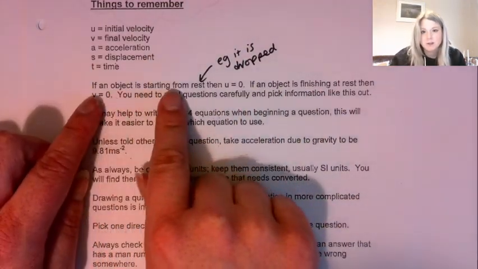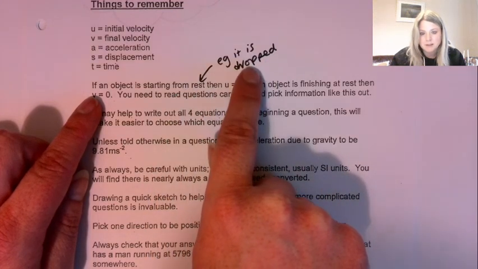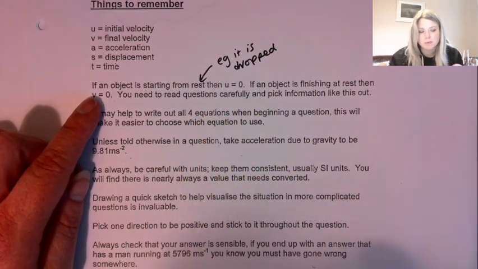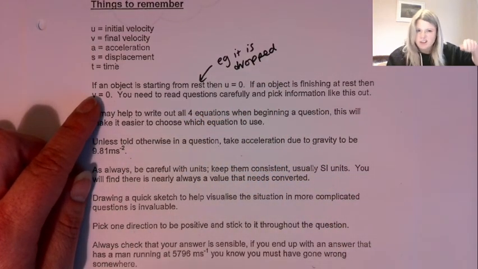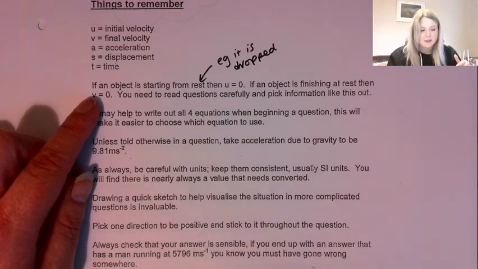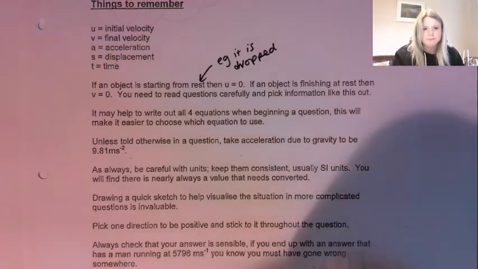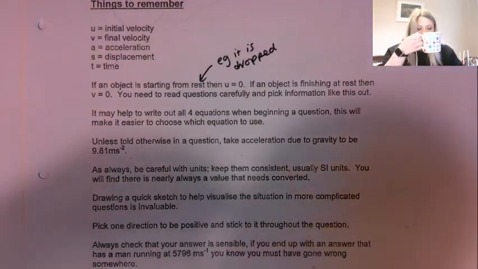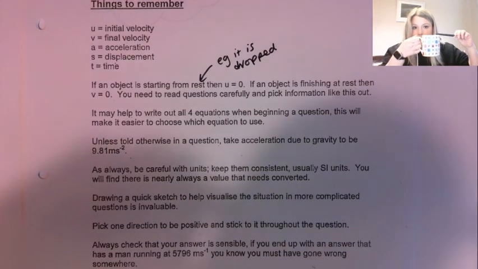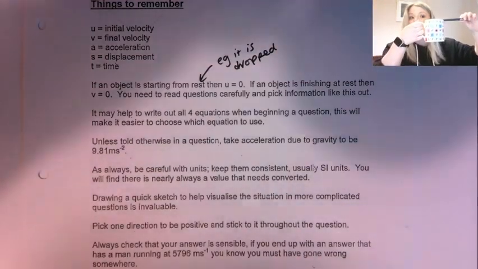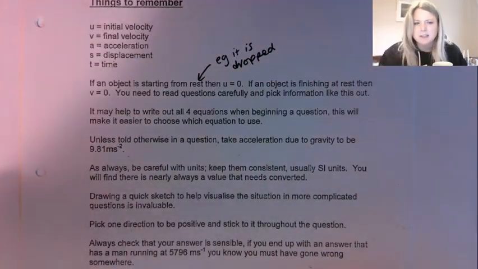So if an object is starting from rest, can you add in this for me please? Sometimes it's not 100% obvious that it's starting from rest, so if something's being dropped, then it is starting from rest. However, there's a question that comes up that catches people out all the time. Say it's a hot air balloon and this pen is going to get dropped from it. If the hot air balloon is going up and then someone drops the pen, I did a terrible demonstration of that. Let me try it again.